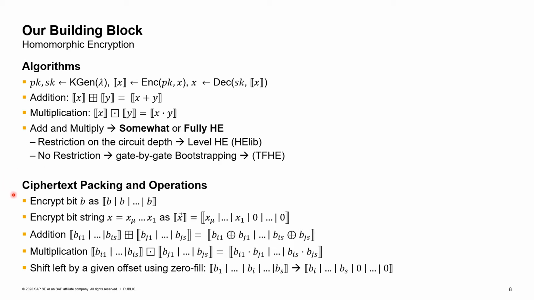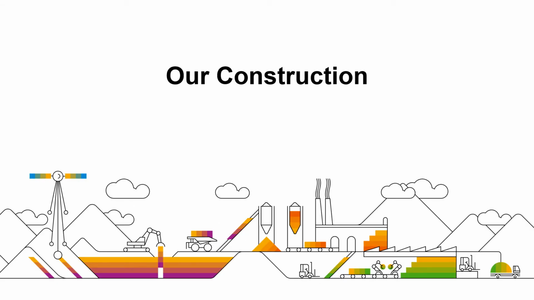The implementation of HElib supports ciphertext packing. So if we have one bit B, we can pack many copies of B in the same ciphertext. We can also pack, for example, the bit representation of an integer X in the same ciphertext like this, filling the remaining slots with zeros. The ciphertext packing is compatible with addition and multiplication, so it's basically a vector addition or a vector multiplication. The operation is also compatible with shift left. So if you have this representation, for example, we can shift to the left by i positions, filling the remaining slots with zeros. Now we are ready to describe our construction.